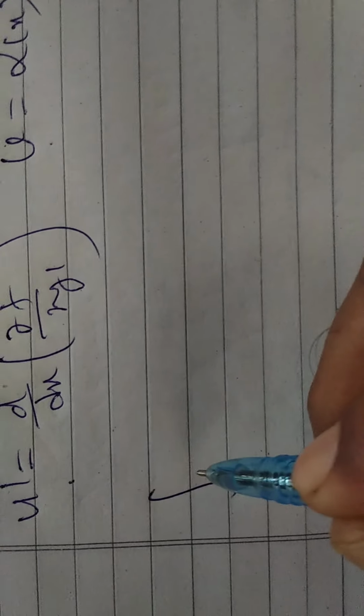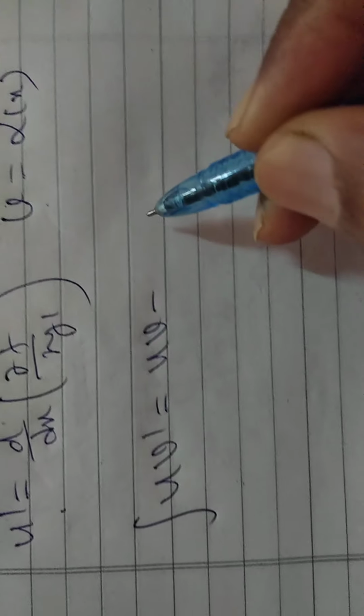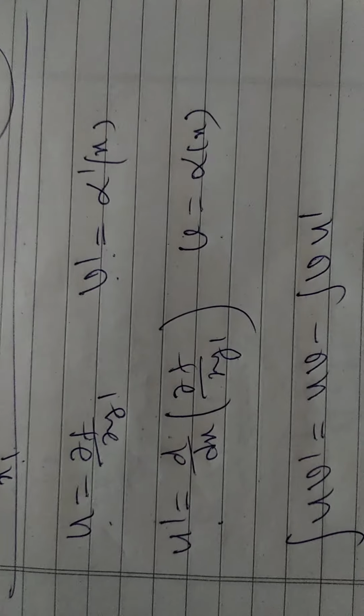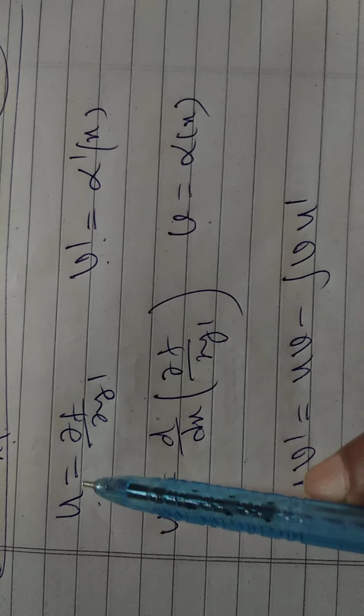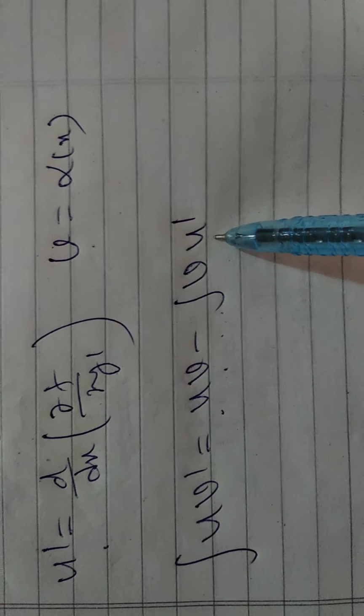So what is the formula? Integral of uv dash is equal to uv minus integral of vu dash. Now substitute these values. Which values? u, v, minus v u dash. We will get one equation.